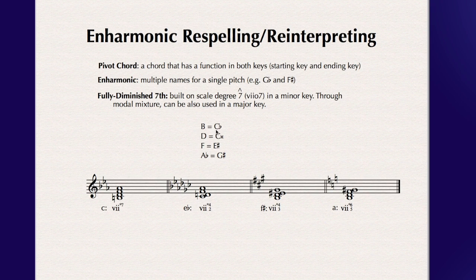So the B could be respelled as a C flat, the D could be respelled as a C double sharp, which is the note you would find in the key of D sharp minor. However, I've opted to write it in E flat minor here, so we won't see C double sharp. F could be respelled as E sharp, and A flat could be respelled as G sharp. So here's how this chord sounds.